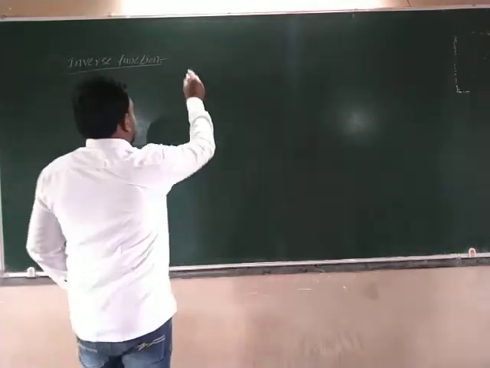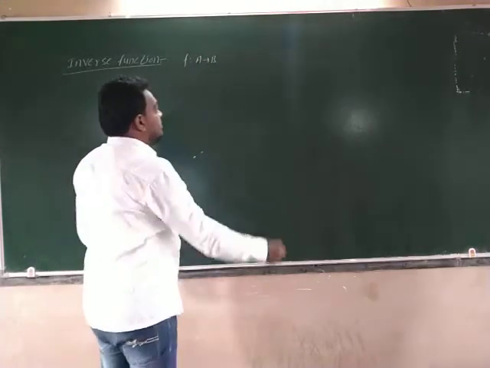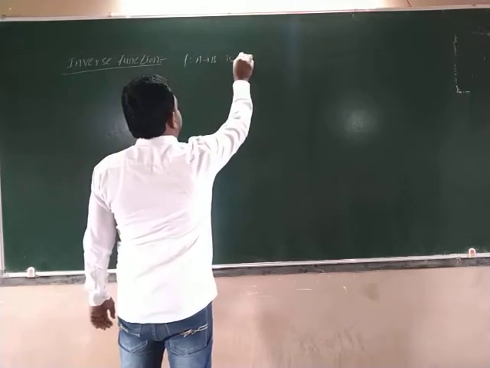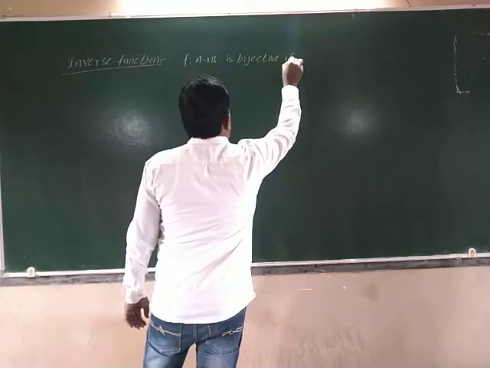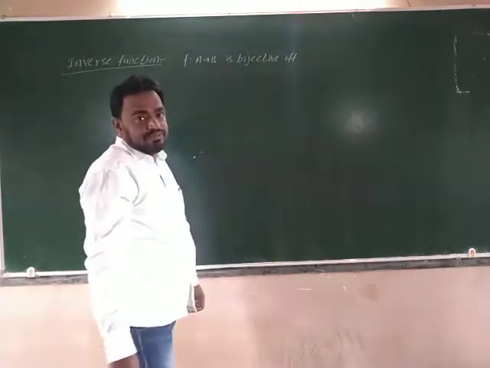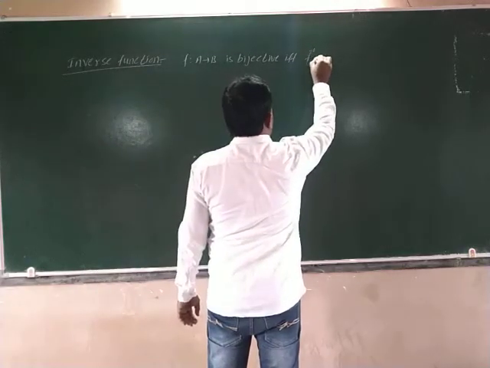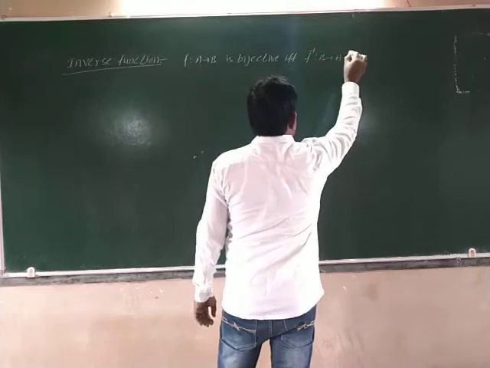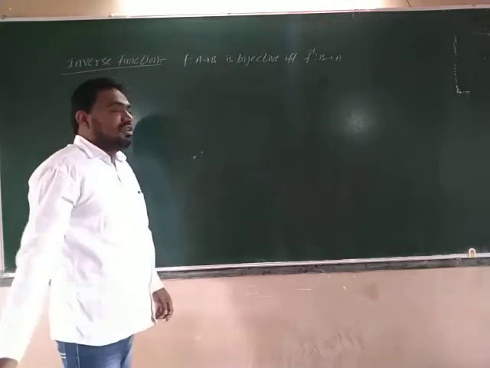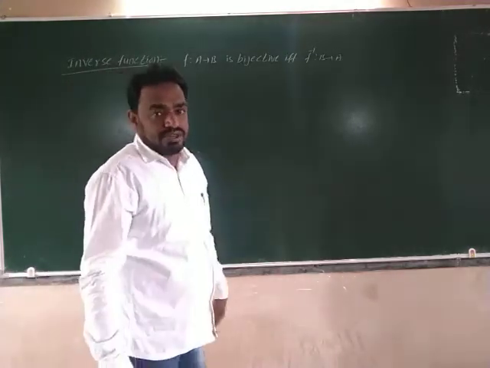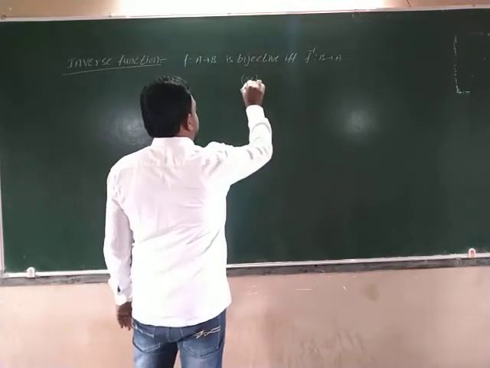The function f, mapping from A to B, is bijective if and only if the inverse of the function exists, defined from B to A. The inverse of the function f, that is f inverse from B to A, is also a bijective function, right? This is one of the definitions.